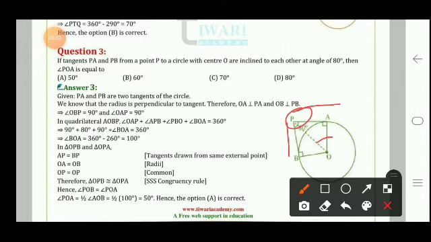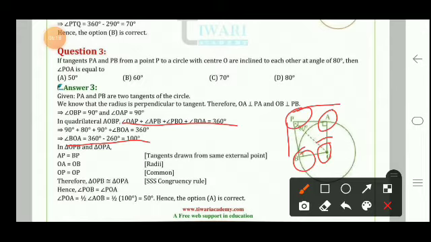So what we can do here, as we all know, OA is perpendicular, OB is perpendicular, these are the points of contact of the tangent, so these are perpendiculars. Now first we are going to find the angle BOA. How to find it? The sum of all the angles of a quadrilateral is equal to 360 degrees. Using the same property and putting all the values, we are getting angle APB is equal to 100 degrees.